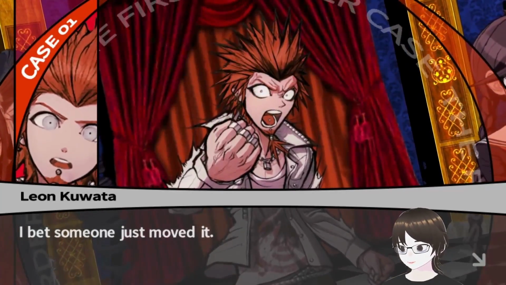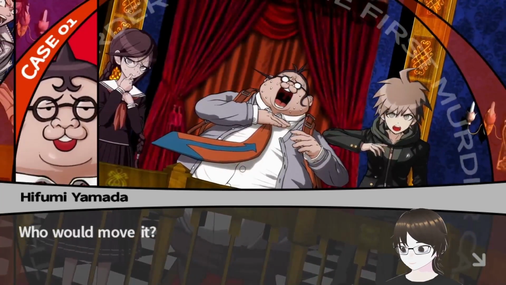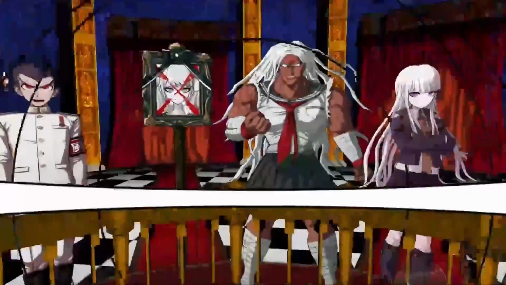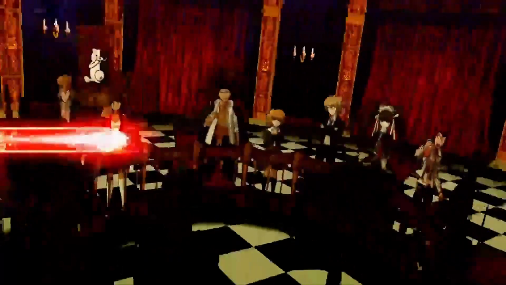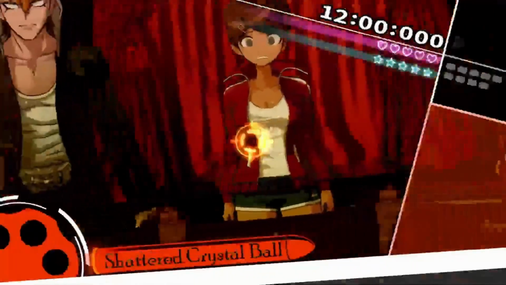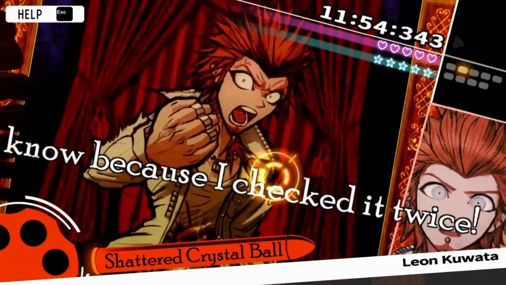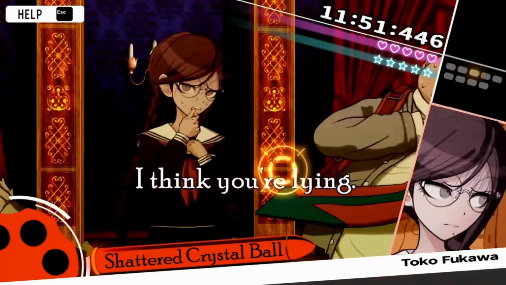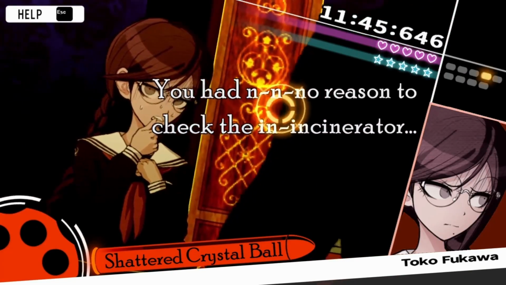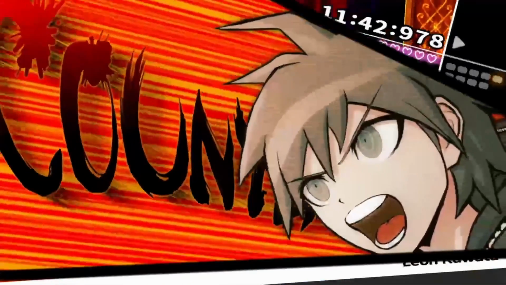Yeah, but that in and of itself is the problem. They moved it past the gate. What do you mean? Who would move it? Why would anyone want to move it? And why would they put it in the trash room? But I swear, the incinerator was off. I know because I checked it twice. You've been checking the incinerator or what? I think you're lying. You had no reason to check the incinerator. Of course I did. I wanted to make sure it was all... No, that's wrong!